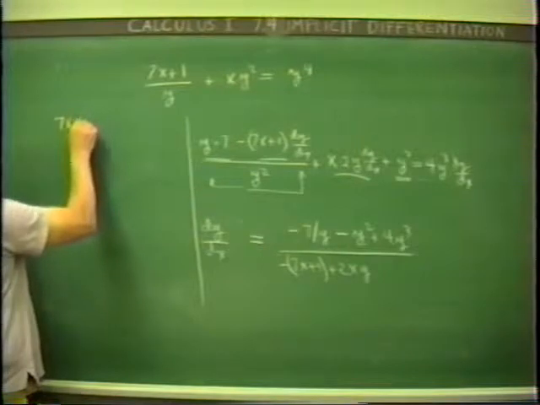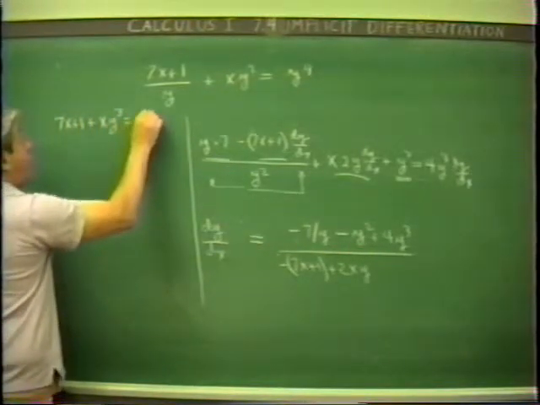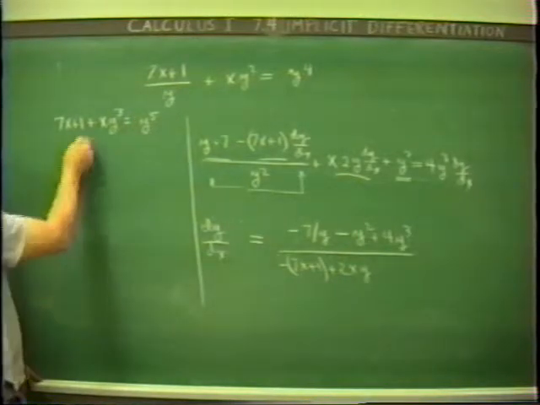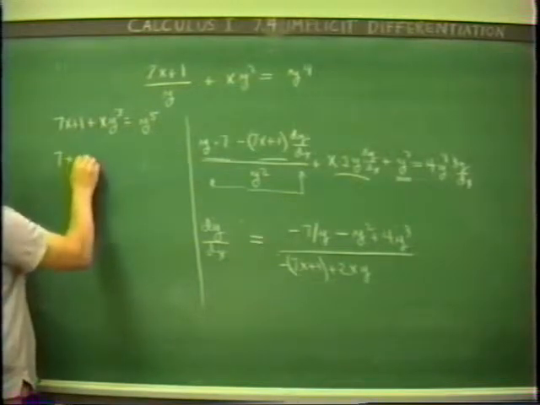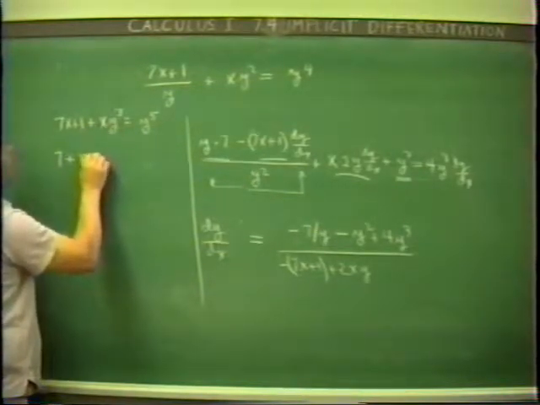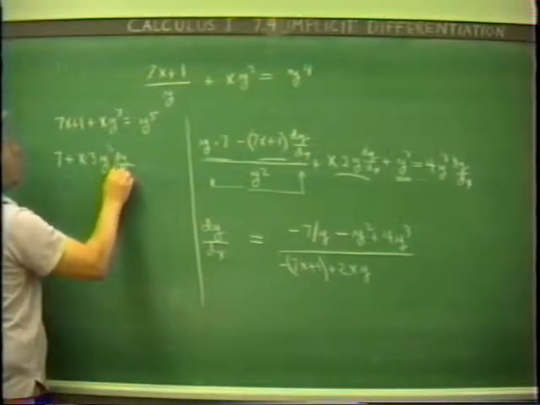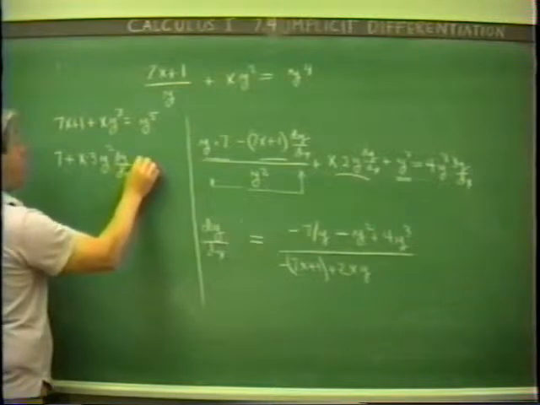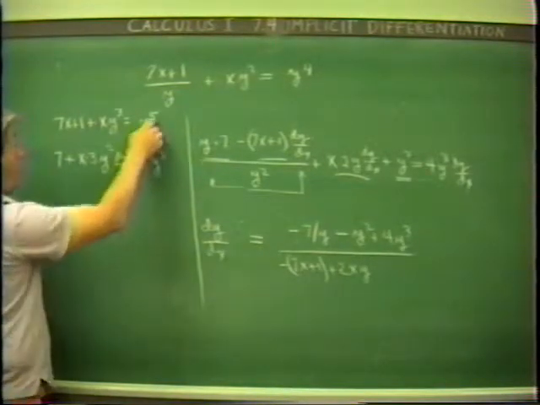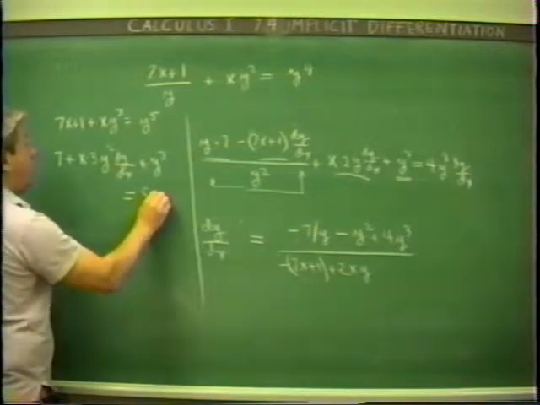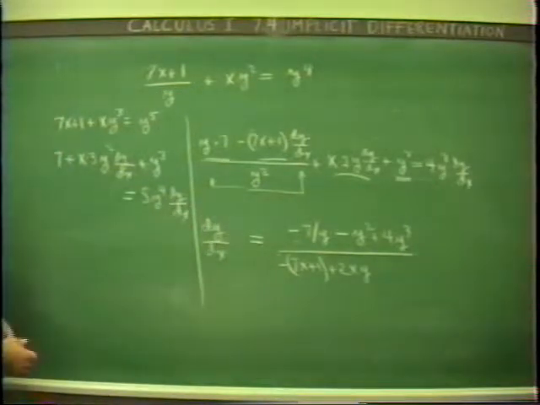Let's try it. We have 7x plus 1 plus xy cubed would be equal to y to the 5th. All right? Differentiating here, we get 7 plus, this is the product, so it's the first times the derivative of the second, y cubed, the derivative is 3y squared dy/dx, plus the second times the derivative of the first, so that's plus y cubed, and this is going to be equal to the derivative of y to the 5th, which is 5y to the 4th dy/dx.